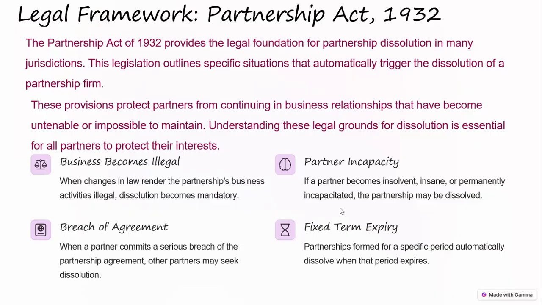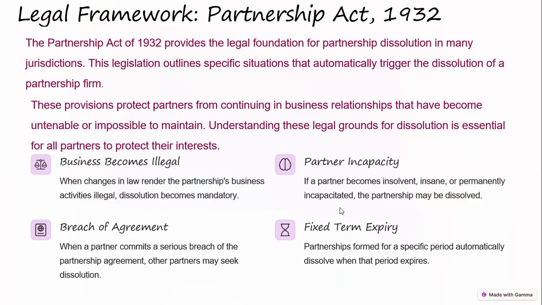The commonly happening events with regard to dissolution are that the business becomes illegal, or the partners become incapable, or there is any breach of the agreement that was entered into during the formation of the firm among the partners and that has been violated, or the time period for which the partnership is framed comes to an end. So in all these cases, the partnership will come to an end. This has been discussed in the Partnership Act of 1932. Under these circumstances, the partnership will come to an end.